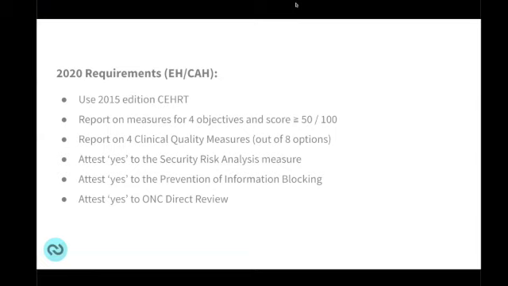So critical access hospitals and eligible hospitals have to attest yes to the security risk analysis. They have to attest yes to the prevention of information blocking, and we'll talk a little bit more about information blocking in a second. And they have to attest yes to an ONC direct review, so they have to be willing to be reviewed by ONC.